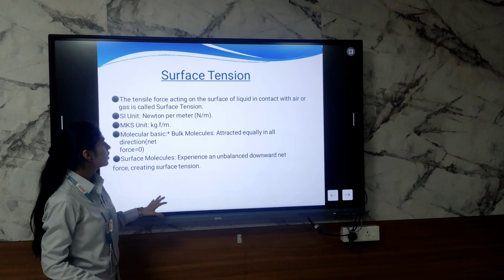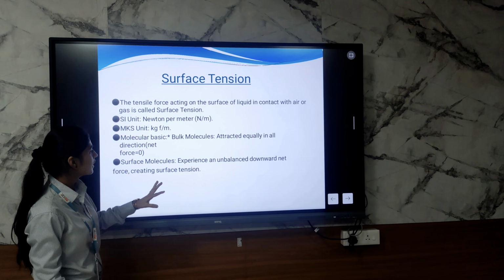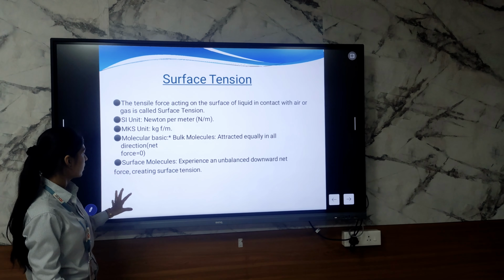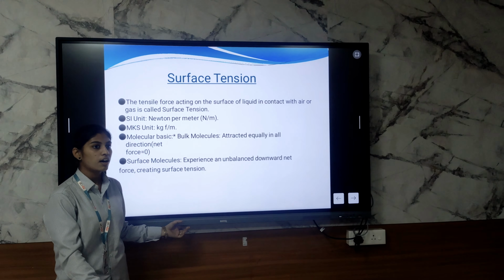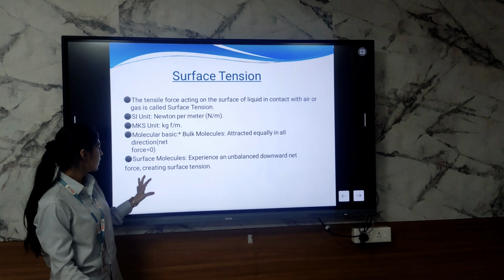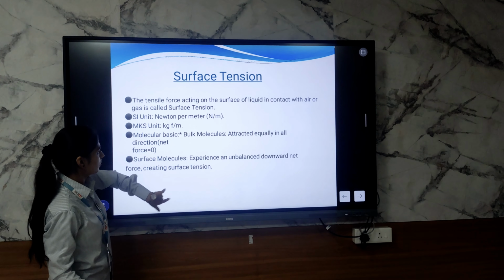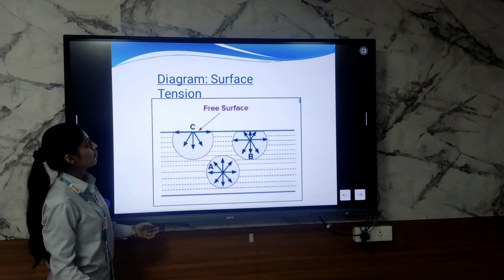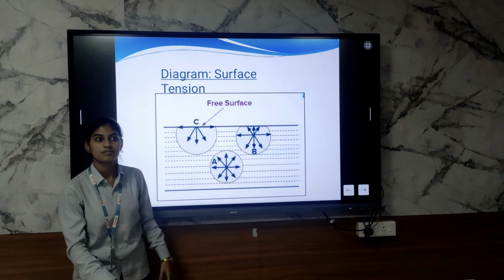Molecular basis: molecules inside the liquid are attracted equally in all directions. Surface molecules experience an unbalanced downward net force, creating surface tension. This is the diagram of surface tension.